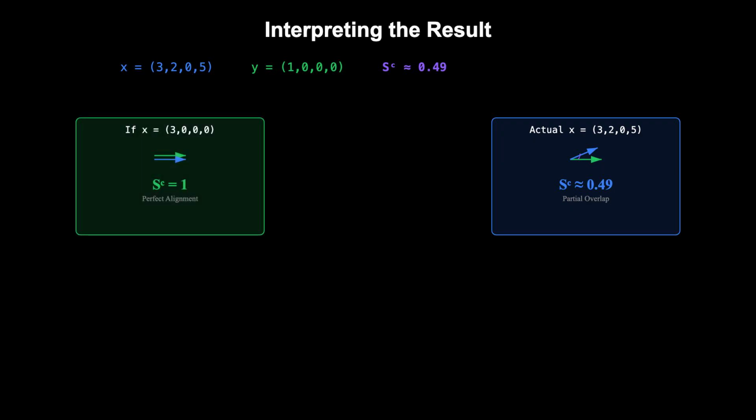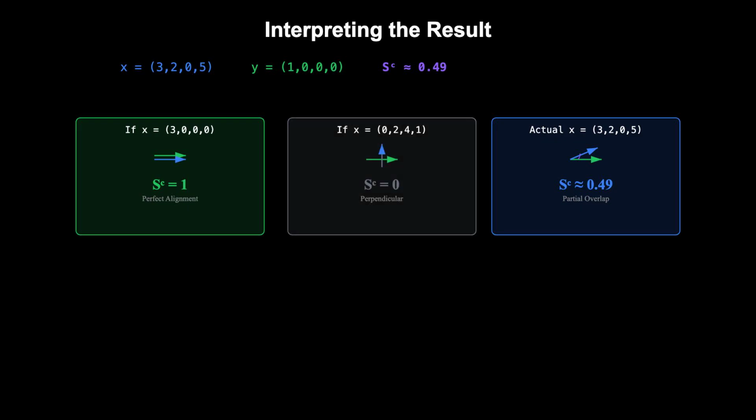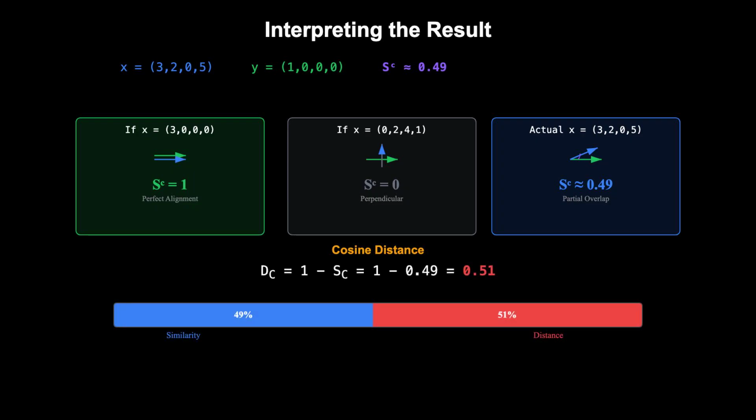If x was the vector 3, 0, 0, 0, pointing exactly in the direction of y, the cosine similarity would be 1. On the other hand, if x had no component in common with y in that first coordinate, for example, if it were the vector 0, 2, 4, 1, then the dot product would be 0 and the cosine similarity would also be 0. We can also convert this into a measure of dissimilarity. A common choice is cosine distance, defined as 1 minus the cosine similarity. In this example, that gives a value of 0.51, meaning x is 51% distant from y on a scale from 0 to 1.